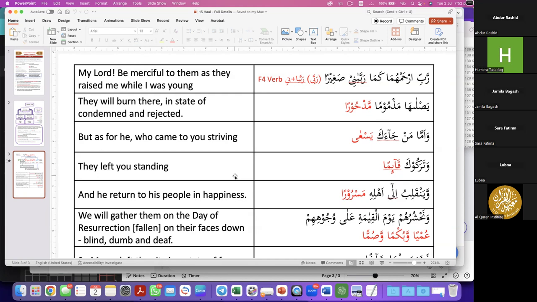Wa amma man ja'aka yas'a. Wa amma, as for, it's just a kind of conjunction, don't worry too much. Man ja'aka, who came to you, striving. Sa'a, yas'a means to try, to struggle, striving, a kind of jihad. I'm trying hard, that's the meaning. So yas'a is the ismul hal, because it's mudari.